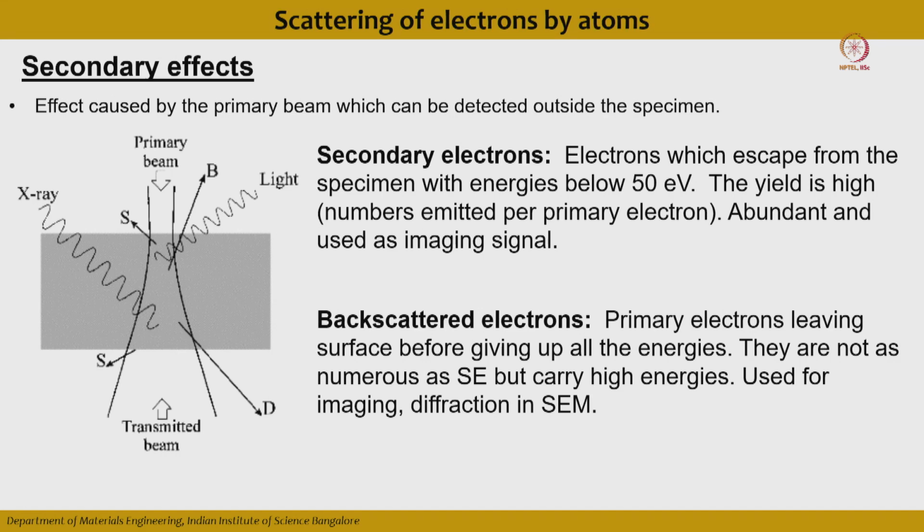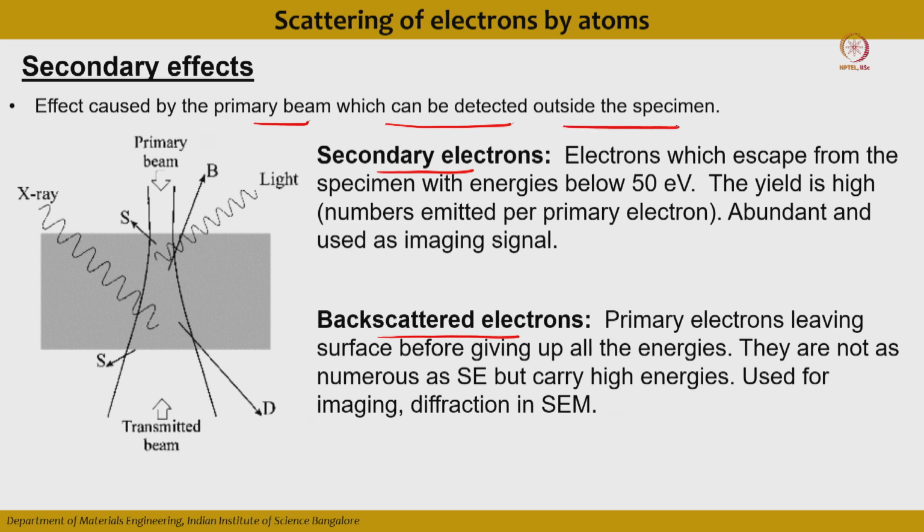Now, a little bit we will talk about the secondary effects. As I told you, when an electron beam interacts with the sample, it loses energy, especially in knocking out electrons from the inner shell, and it generates secondary effects. First, we will describe the interaction of the electron beam with the sample. Most of the secondary effects can be written as either secondary electrons or backscattered electrons. What are secondary electrons? The secondary effects are caused by the primary beam and can be detected outside the specimen.